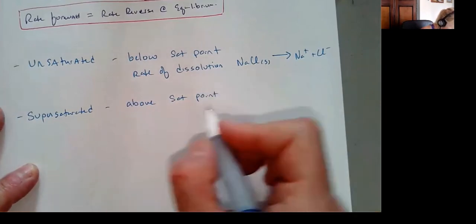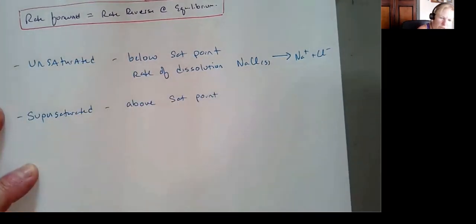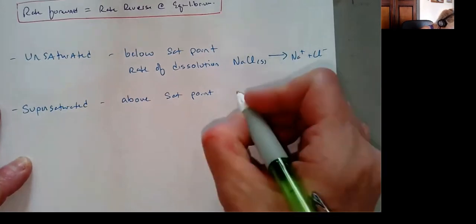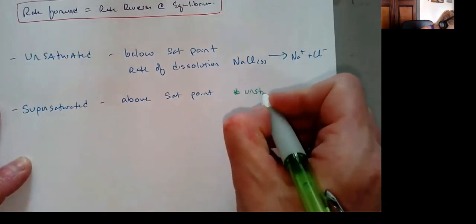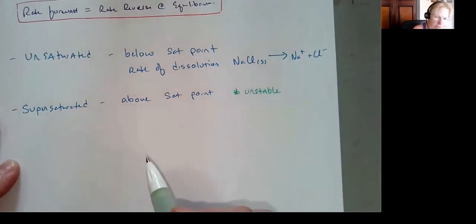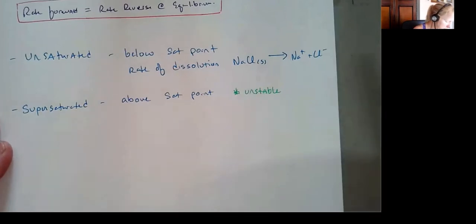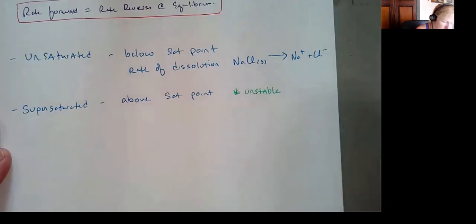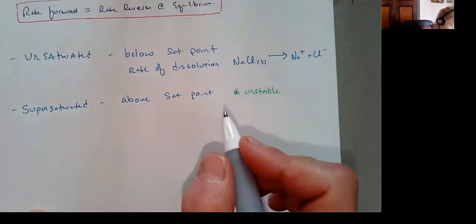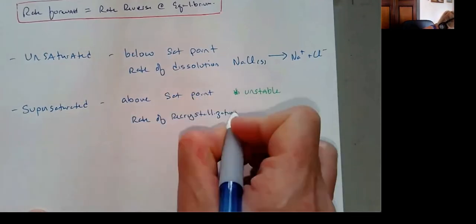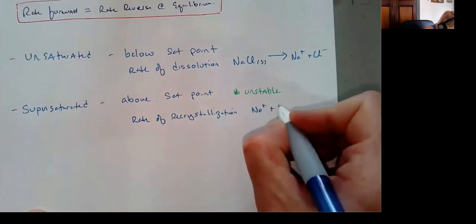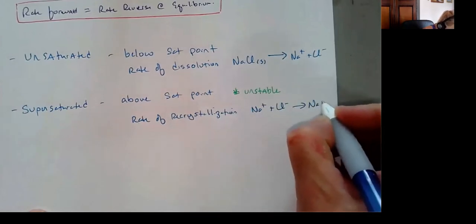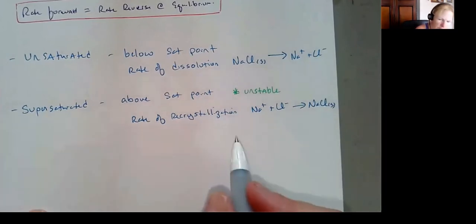And that means that these are typically unstable. You usually have to force this to happen. You artificially increase the saturation point to get something into a supersaturated state. So those are typically unstable. If you jostle them, if you add any sort of solid in there at all, it'll immediately trigger this rate of recrystallization. So now I have sodium ions plus chloride ions going to sodium chloride solid. So I'm going in reverse.